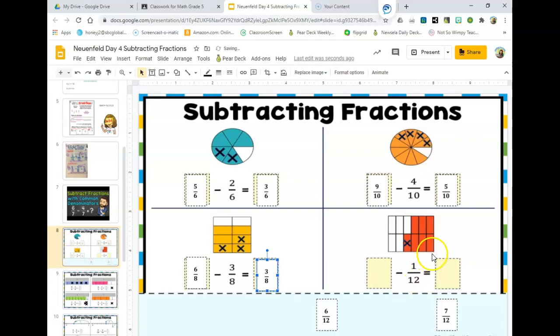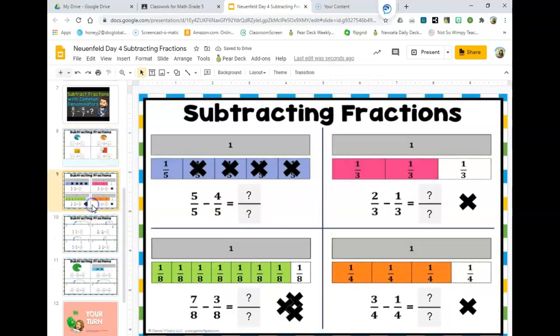And our last problem, we have something minus 1/12. Well, let's count all the red first and see how many we have. 1, 2, 3, 4, 5, 6, 7. So the fraction problem is 7/12 minus 1/12. I'm going to subtract the numerators. 7 minus 1 equals 6. Good job. Let's take a look at the next slide.